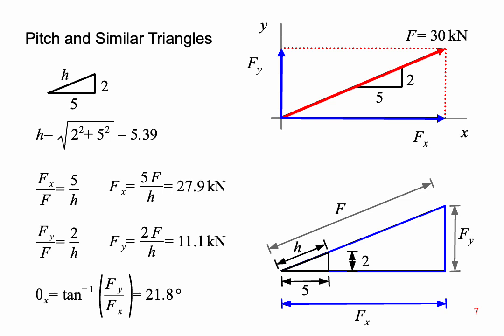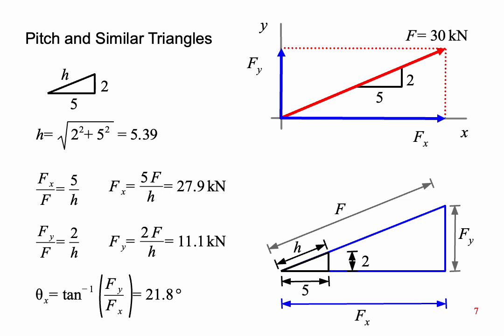In this case, we can use similar triangles to find F sub x and F sub y. Notice the resultant force is shown as F instead of R. It really doesn't matter what the label is. You'll see it both ways. Here, the pitch is 2 in 5. So we can draw a similar triangle with height 2 and base 5. Using the Pythagorean theorem, the hypotenuse is the square root of 29, about 5.39.